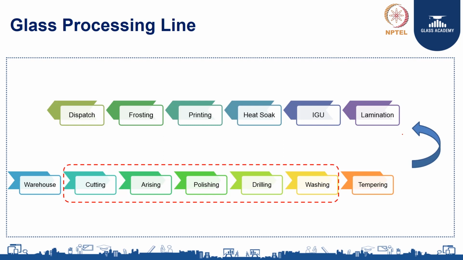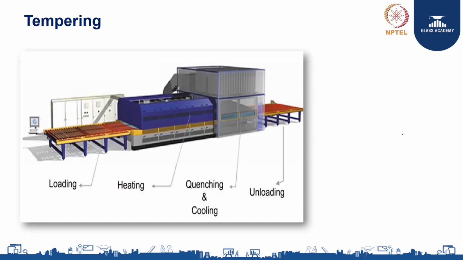If pre-processing is not done properly, you have to expect some defects to appear after tempering, post tempering, or in IGU or lamination. So pre-processing is the most important and plays a vital role in processing. Not only pre-processing, at all the stages we have to be very careful in terms of handling the glass. So let's move on to tempering.